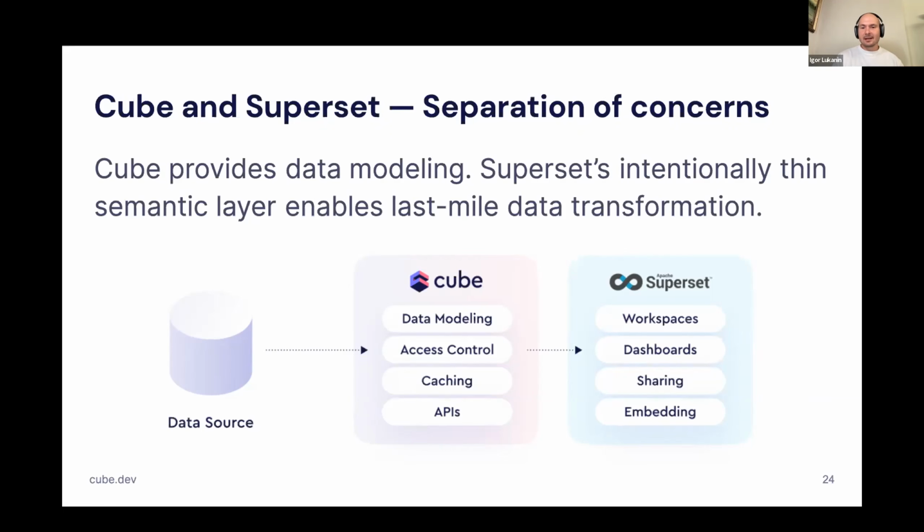In the case of Cube and Superset, there is a clear delineation between the concerns that these tools address, right? Cube takes care of data access and data modeling. You can also use Cube to ensure the data is secure, to tune the access control and set up the caching for your data. And then Cube delivers the data to Superset, and its duty is done.